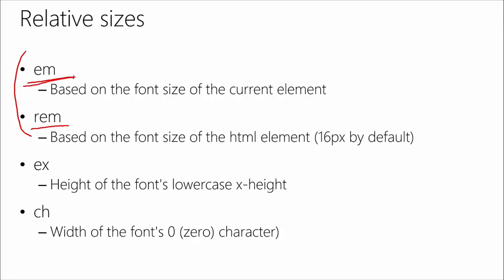Now, EM is based on the font size of the current element. So if I go in and set up, let's say, a div, and I set that to be 16 pixels, and I want to do something based on that for the first letter, then I would want to use EM because it's based on the current element. REM, however, is an 80s, 90s alternative band. No, REM is based on the size of the HTML element, which, by the way, is 16 pixels by default.